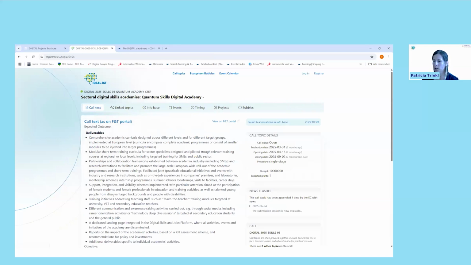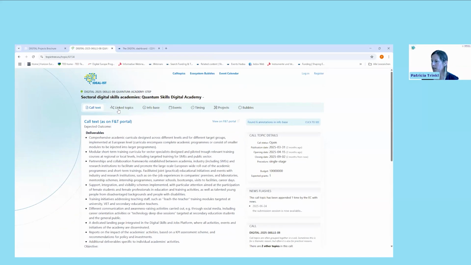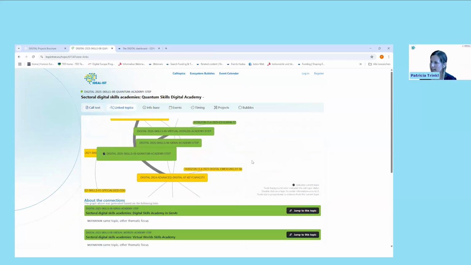You can see a call text, which is a direct input from the EU funding and tender portal. So this is just the same text as you can see also in the call document, but here you have it also in mind. And then, and this is the really nice part, on the linked topics, I hope it's big enough, I will just zoom in a little bit.